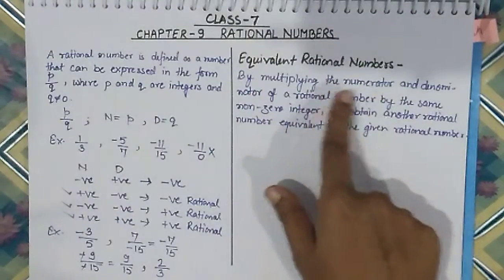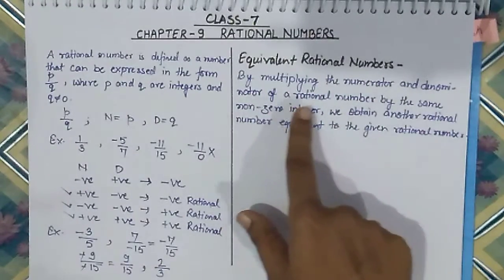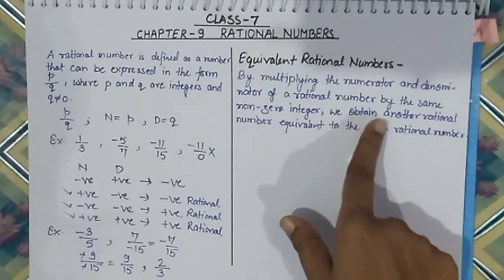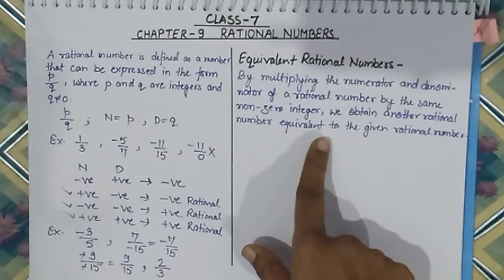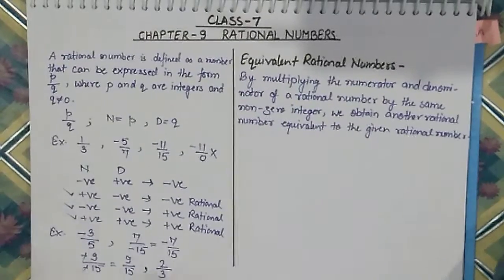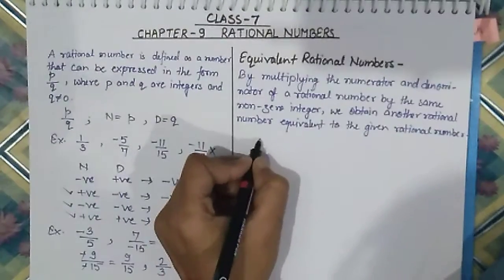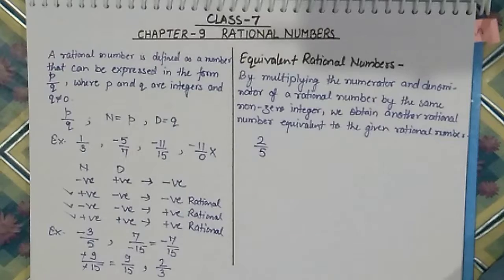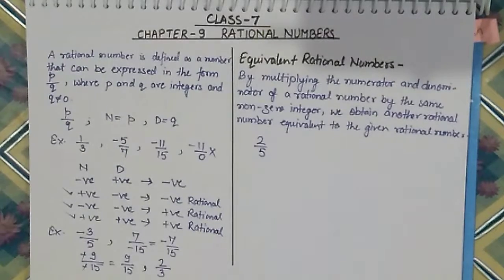So by multiplying the numerator and denominator of a rational number by the same non-zero integer, we obtain another rational number equivalent to the given rational number. Suppose I am taking an example: my rational number is 2 by 5. We want to find some equivalent rational numbers of this 2 by 5. Equivalent rational number means the number whose value is equal to 2 by 5, but the numerator and denominator are going to be different.